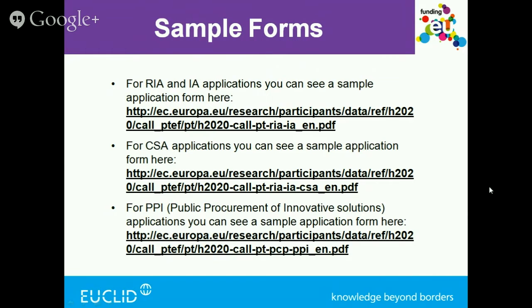Now, I haven't talked about PPI, because that's public procurement of innovation solutions in this particular instance. I'm not sure that it's actually terribly relevant to anybody who's likely to be registering for these webinars, so I'm not really talking about that. But for RIA, IA, and CSA, you can see the sample application forms at those particular websites.